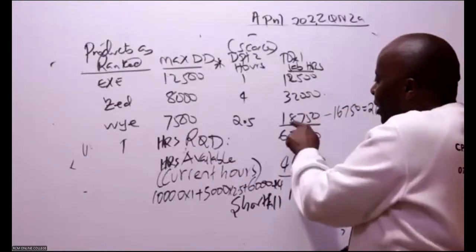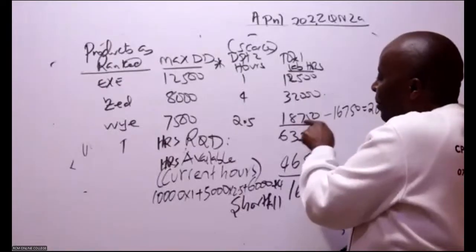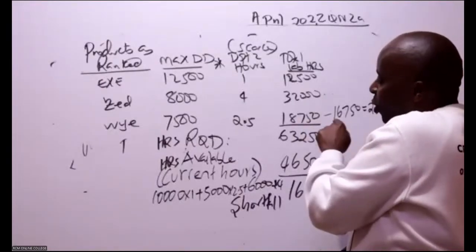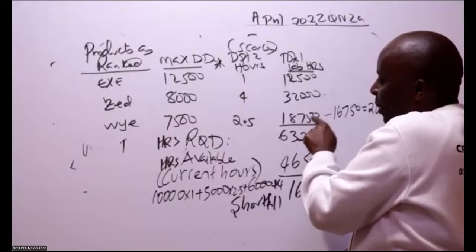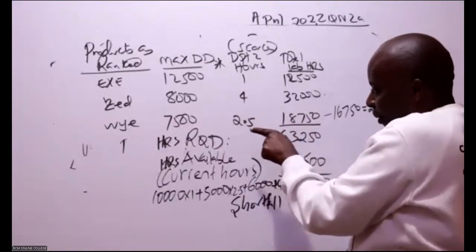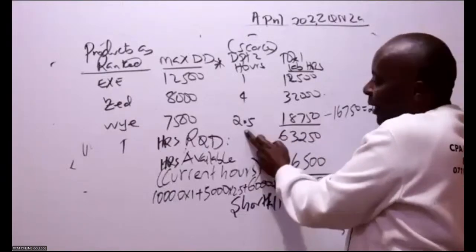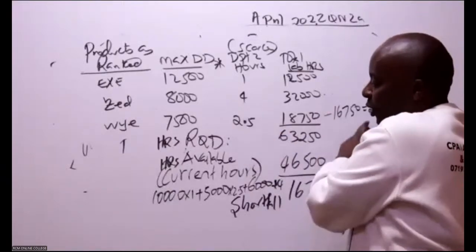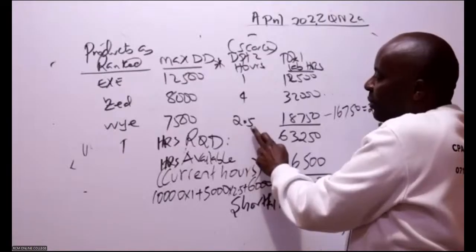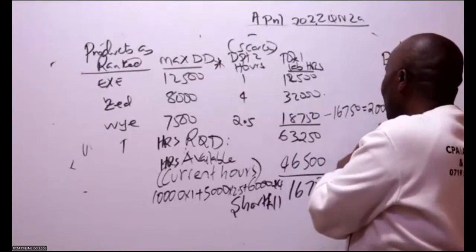Because now I can see this time is no longer 18. This time is 2,000. So how do I get to know how many I produce here? It's very easy. I will take the 2,000 and divide by the rate. Can somebody give me this? 2,000 divided by the rate gives me what here?